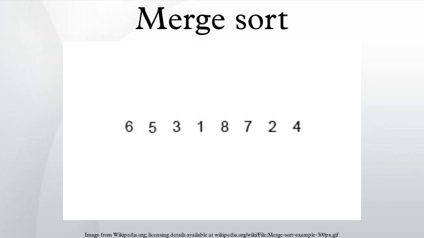Algorithm. Conceptually, a merge sort works as follows: divide the unsorted list into n sublists, each containing one element. Repeatedly merge sublists to produce new sorted sublists until there is only one sublist remaining. This will be the sorted list.